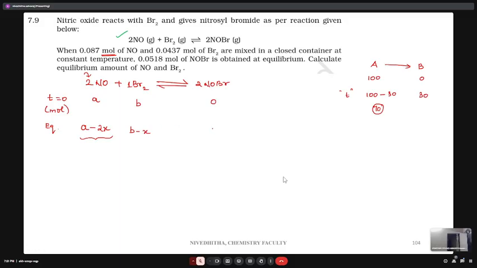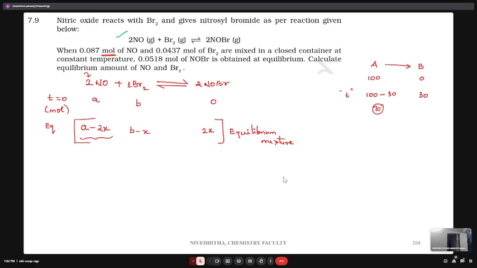So how much quantity of NOBr would have formed? Here it is 2 times X because here the number of moles is 2. That's it. So these are the number of moles of unreacted reactants and products. This is called the equilibrium mixture or equilibrium composition. Here A, B, X were the hypothetical values. So now let us get into the problem.